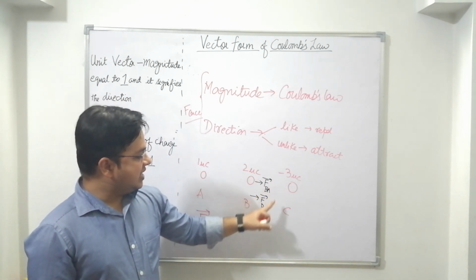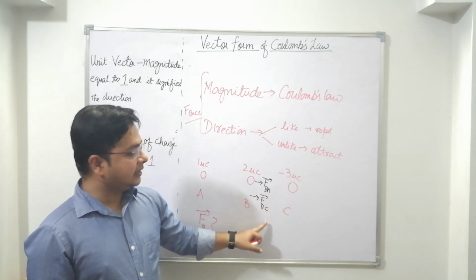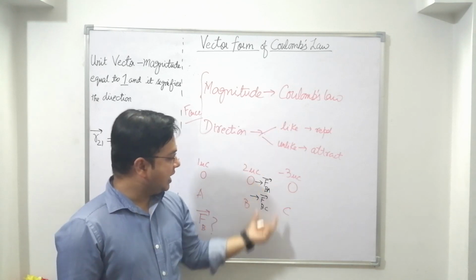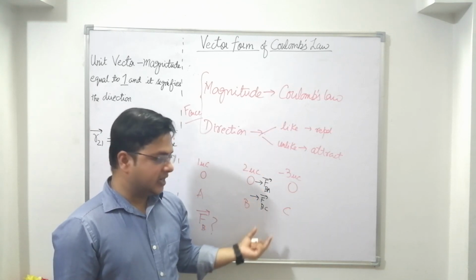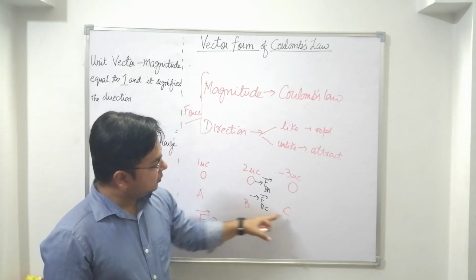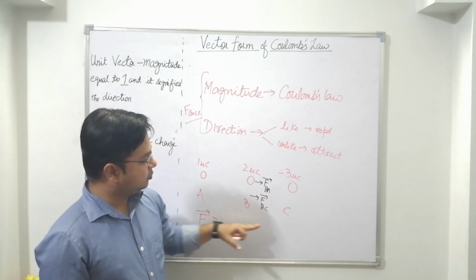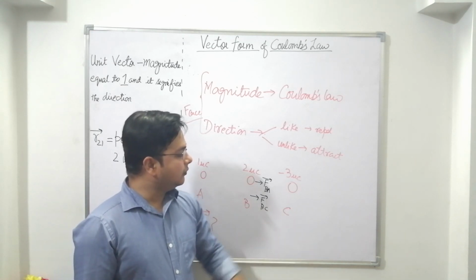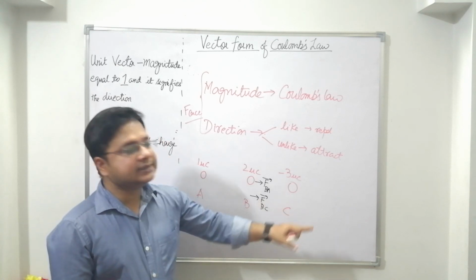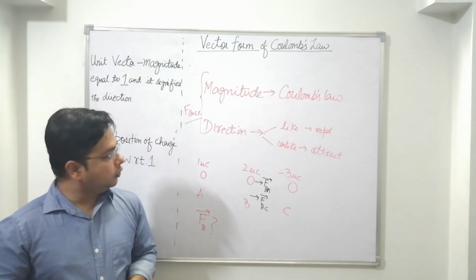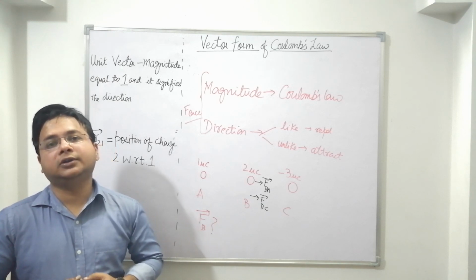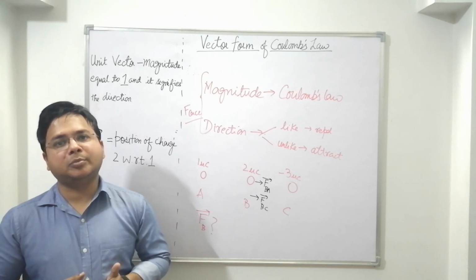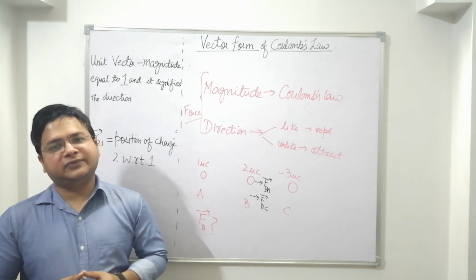So since FBA and FBC are in the same direction, we will simply calculate their magnitudes by applying Coulomb's law, and we will add the 2 values to get the final answer. And the forces FBA and FBC both are directed towards C. So for the direction part, we will simply write that the resultant force on B will act towards C. I hope the topic is clear to you all. In the next class, we will start with electric field lines, their properties and their different cases.